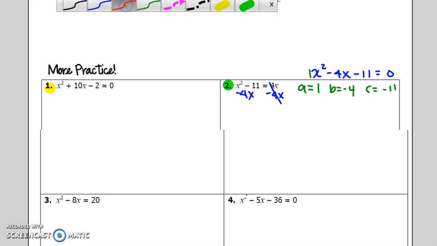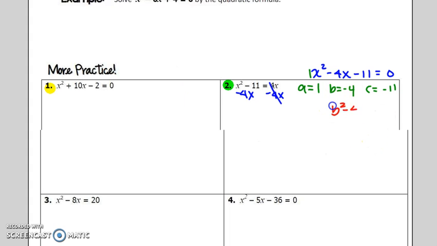So our first step, we want to do our b squared minus 4ac. And so that would be negative 4 squared minus 4 times 1 times negative 11. So negative 4 squared is positive 16. And then we want to multiply all these together. So negative 4 times negative 11 is positive 44. So that's going to give us 60.